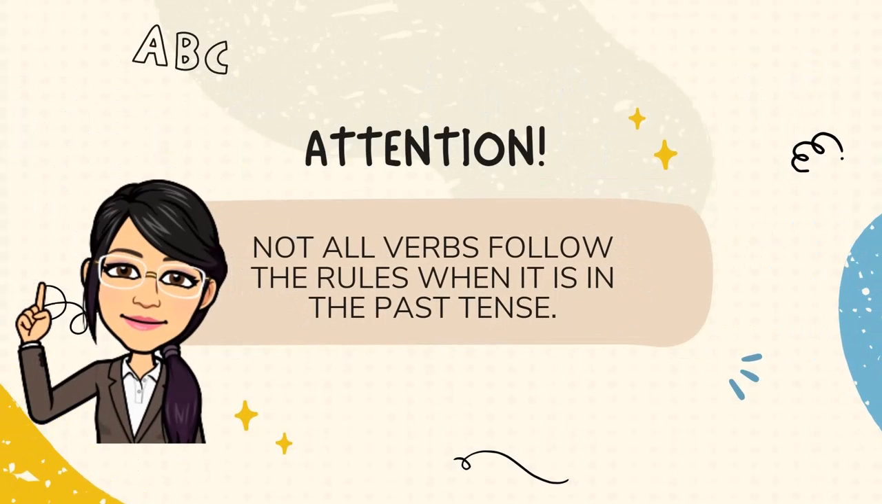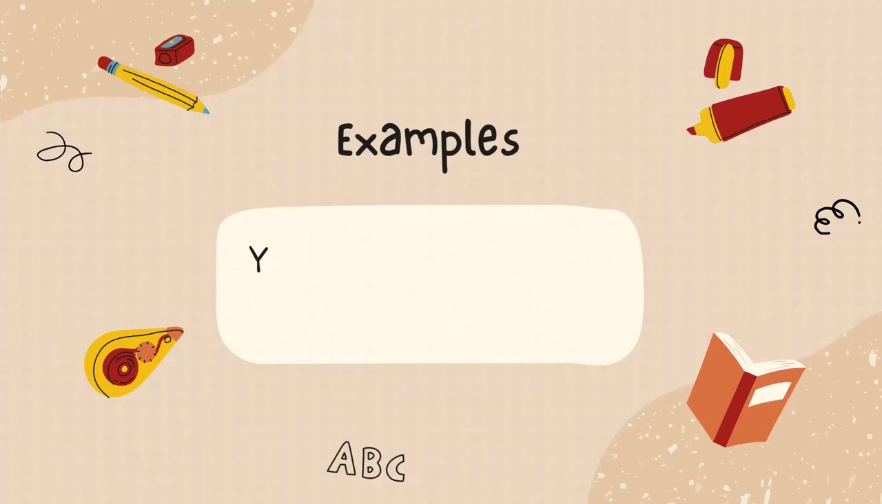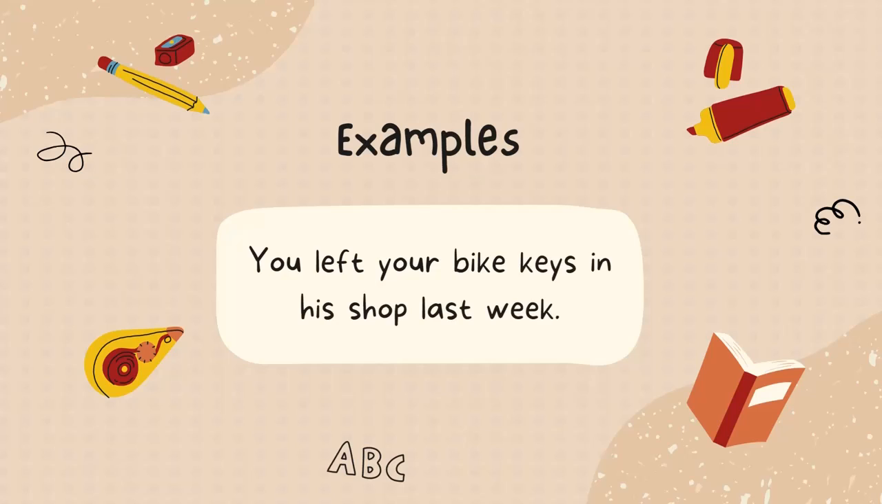Attention! Not all verbs follow the rules when it is in the past tense. For example, you left your bike keys in his shop last week. This happened last week, so it is in the past tense. Here, the verb leave was completely changed to left. You should not add d to the verb because it is not correct.